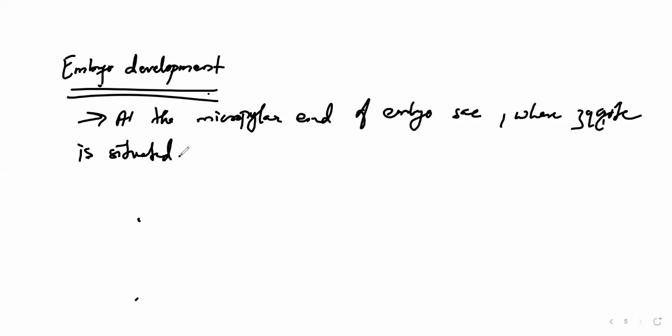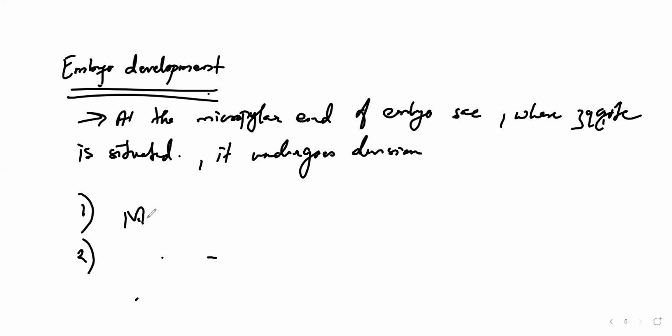Now, whatever the zygote is there, that is going to undergo division. After the formation of the endosperm, because the seed has to get nutrition, the endosperm is going to produce that particular nutrition for the developing embryo. Depending upon that, you have two types here: monocot and dicot seeds.